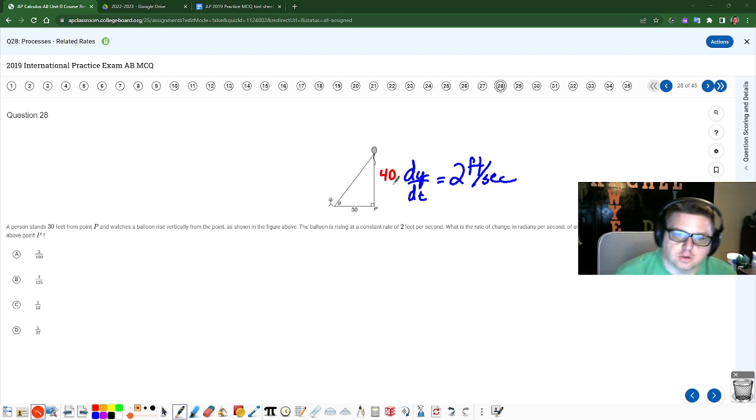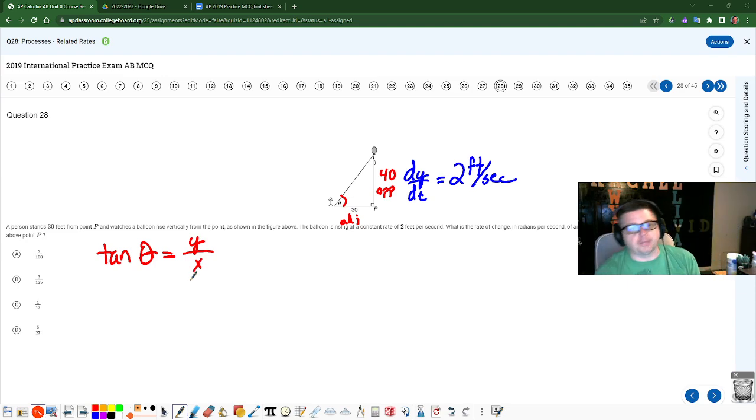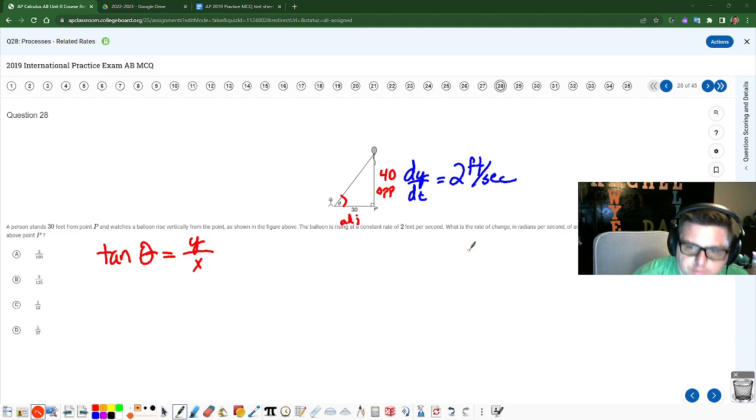All right. So if we look at theta and we look at the information given, we know that this is the opposite side and this is the adjacent side. So that means we need to focus on the tangent function. And tangent will be opposite y over adjacent x. And when we do this, we're taking the derivative of everything with respect to time.